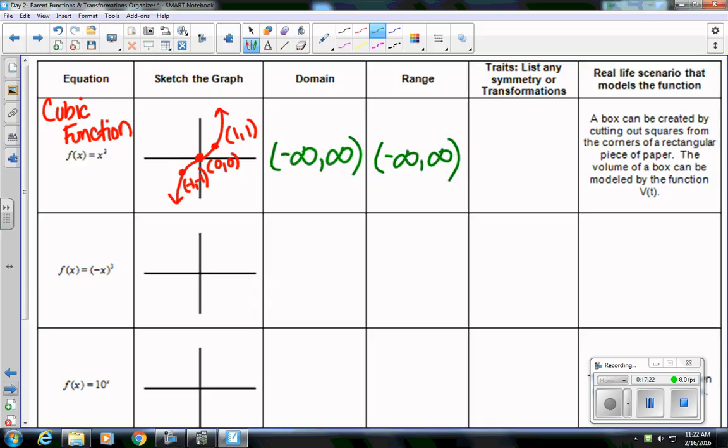For symmetry and transformations, there are no transformations because this is our parent function. But if you take a look at it, you should notice that this has symmetry. And it is similar to our linear function because it has symmetry about the origin.